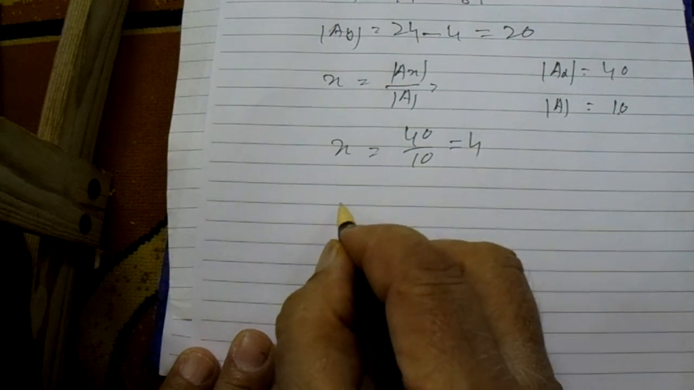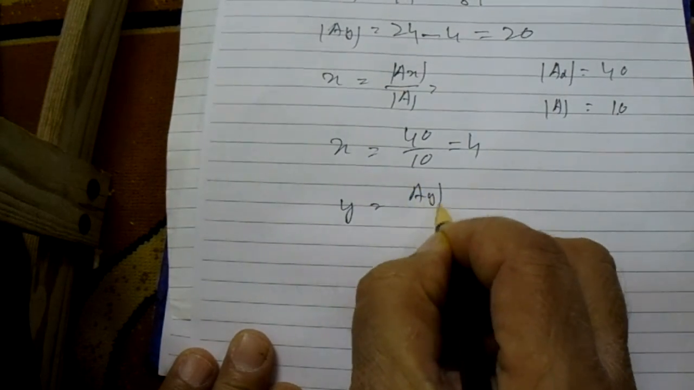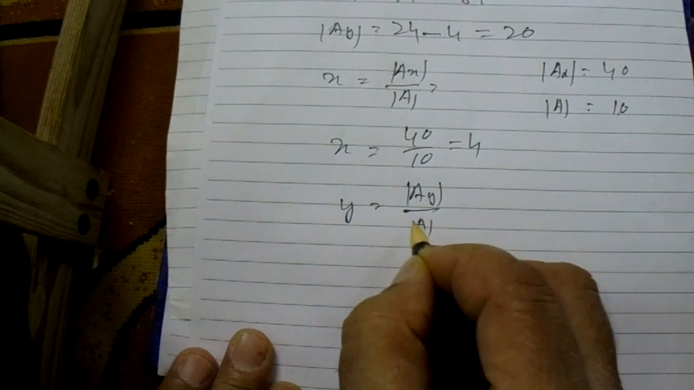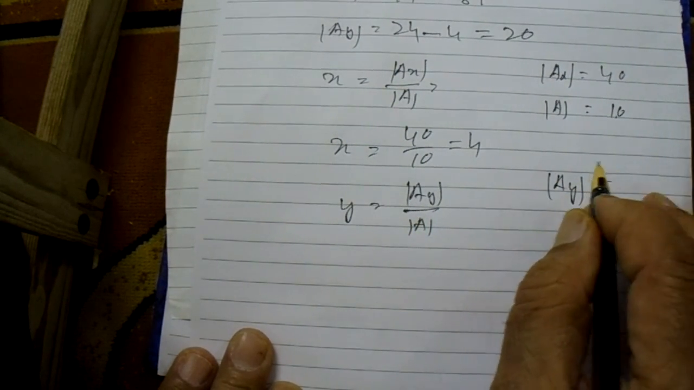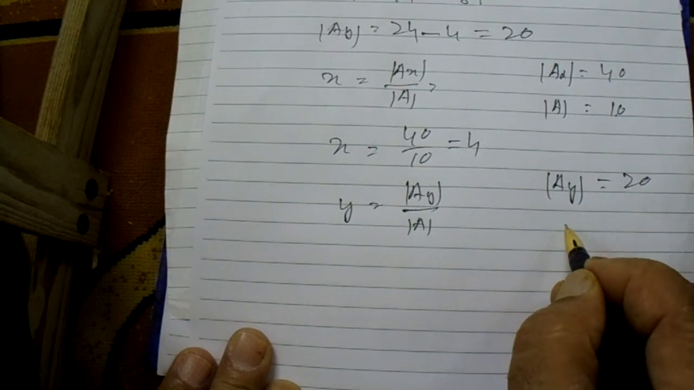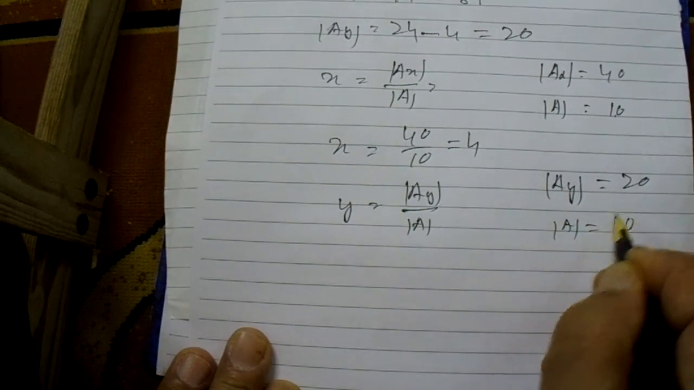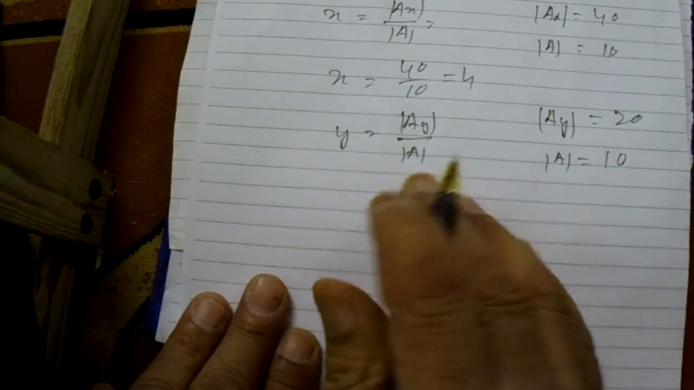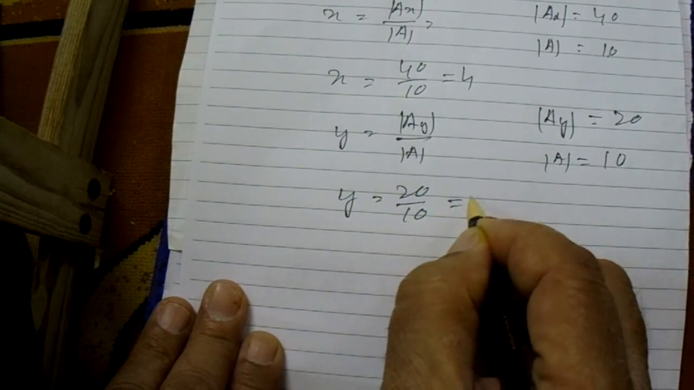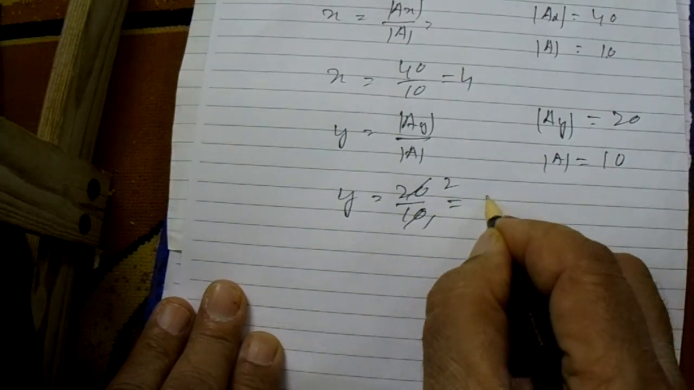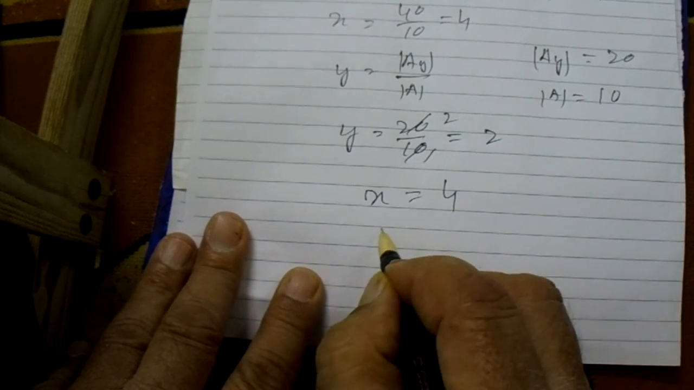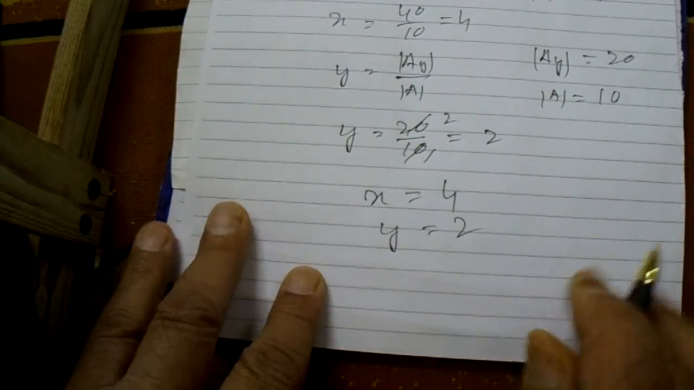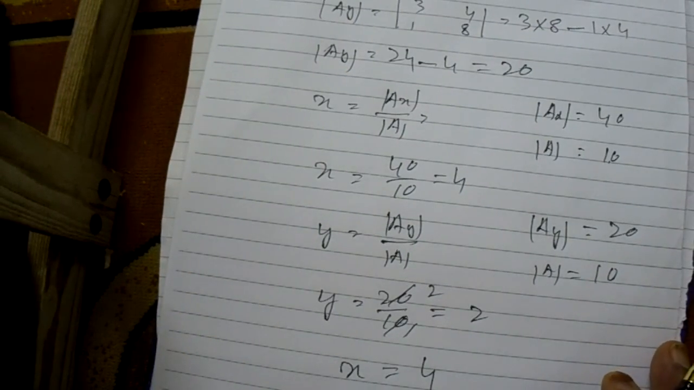Similarly, Y is equal to determinant AY over determinant A. We found AY is equal to 20 and determinant A is equal to 10. Now put these values here, we get the answer. Y is equal to 20 over 10, which is equal to 2. Again X is equal to 4 and Y is equal to 2. This is the solution by Cramer's rule, the 8th part.